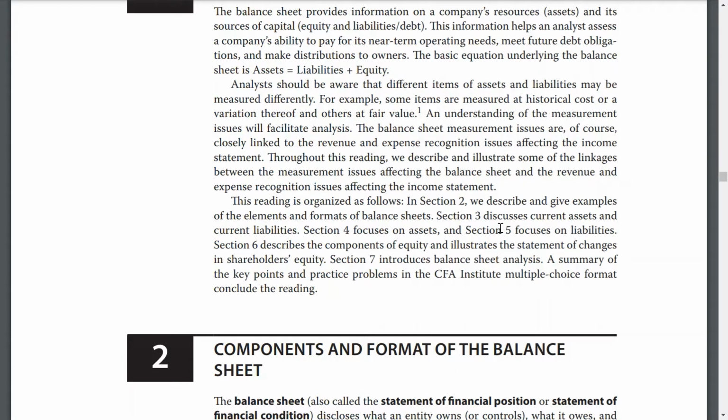This reading is organized as follows. Section 2 describes and gives examples of the elements and formats of balance sheets. Section 3 discusses current assets and current liabilities. Section 4 focuses on assets. And Section 5 focuses on liabilities. Section 6 describes the components of equity and illustrates the statement of changes in shareholders' equity. Section 7 introduces balance sheet analysis. A summary of the key points and practice problems, in the CFA Institute multiple choice format, concludes the reading.